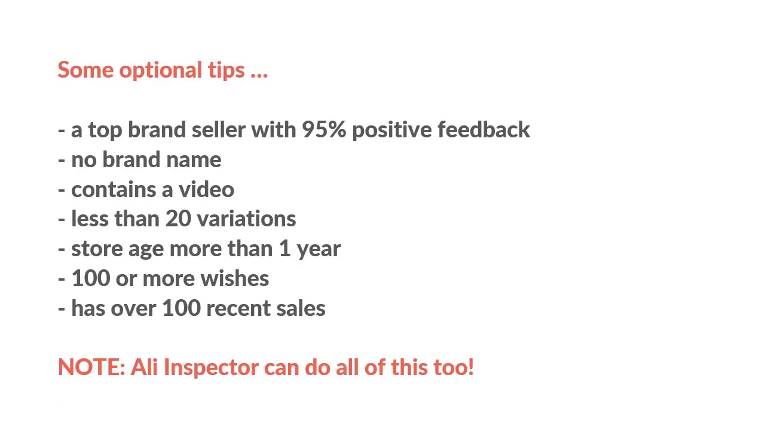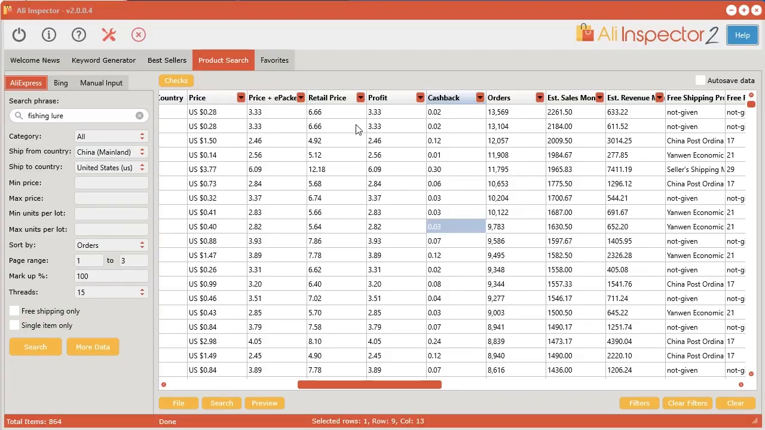And some other optional factors to consider is to try to select a top brand seller with 95% feedback, preferably have no brand name on the product, contains a video that you could use for marketing, has less than 20 variations, has a store age of more than a year, more than 100 wishes, and has at least 100 recent sales. And guess what? AliInspector can do all this too. By using the built-in quick filters at the top of each column, you can quickly get to the data that you need, or you can use the custom filters.